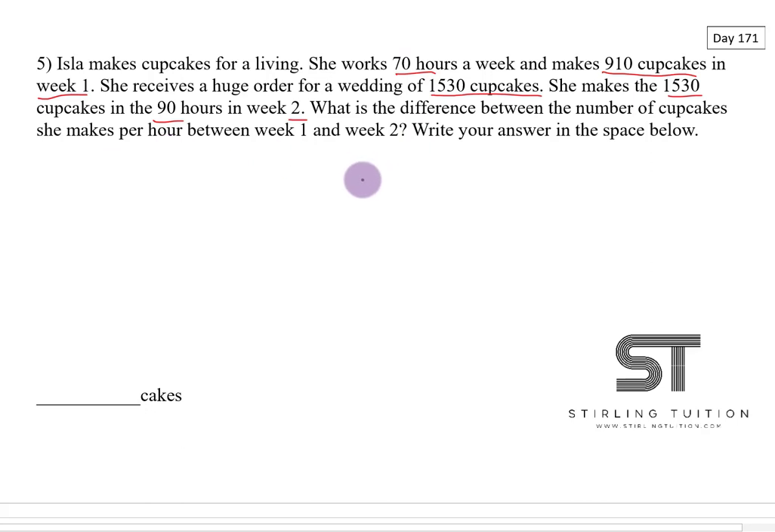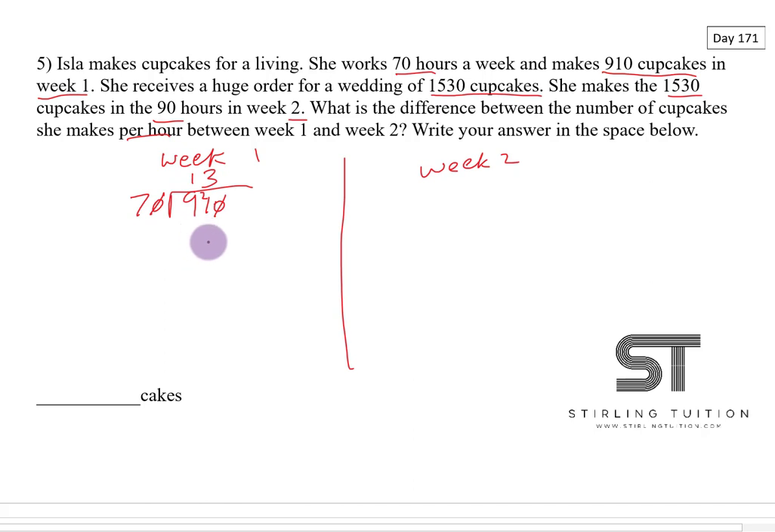So we'll do this in 2 different sections. So we'll have week 1 and we'll have week 2. So week 1, she does 910 cupcakes in 70 hours. So we need the difference of cupcakes she makes per hour. So we need to do 910 divided by 70. So I'm just going to do my equivalent division here. So I'm going to divide this by 10, divide this by 10, just to make life a little bit easier. And that gives me the same answer. 7 into 9 goes once, carry my 2. 7 into 21 goes 3. So in the week 1, she makes 13 cupcakes per hour.